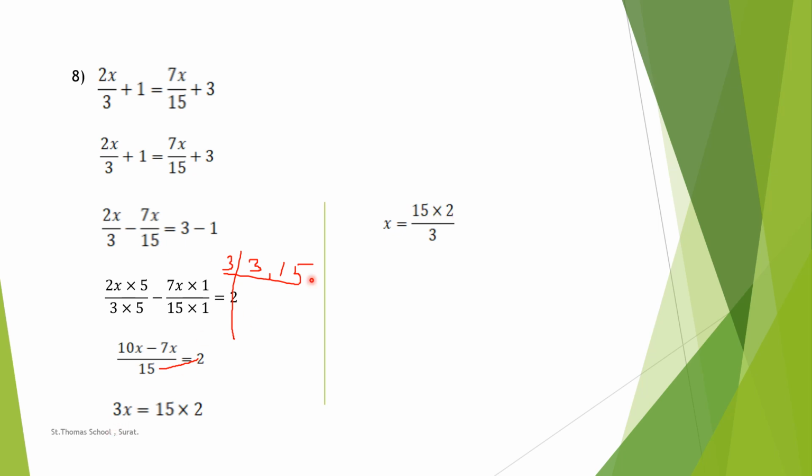This is a multiplication. If it comes here, division. Now we can cut like this. 3 ones are 3 and here 3 fives are 15. It's clear? Now x is equal to 5 twos are 10. Clear?